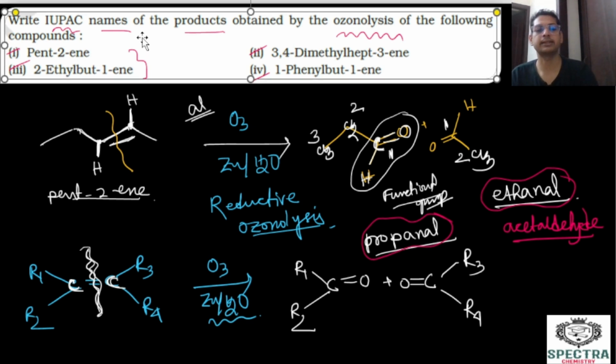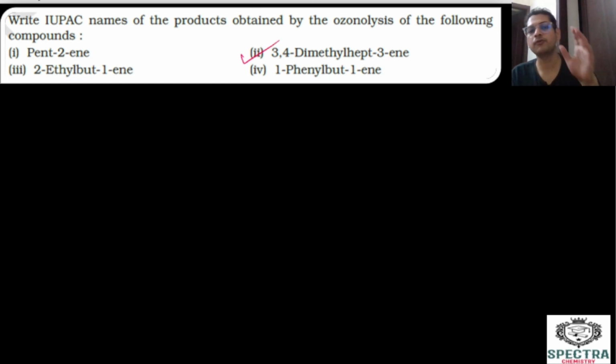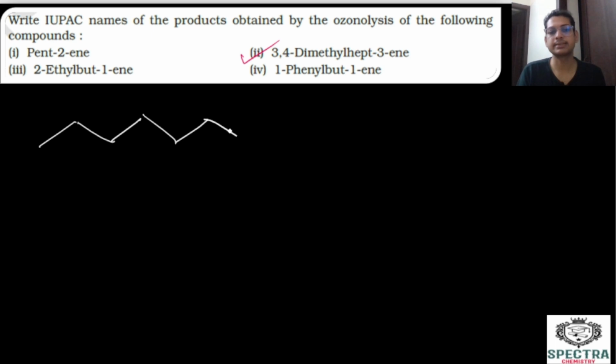So let's go to the next slide and do question number 2. I'll do question number 2 now. 3,4-dimethylhept-3-ene. Sir, how to do it? Hept means 1, 2, 3, 4, 5, 6, 7.